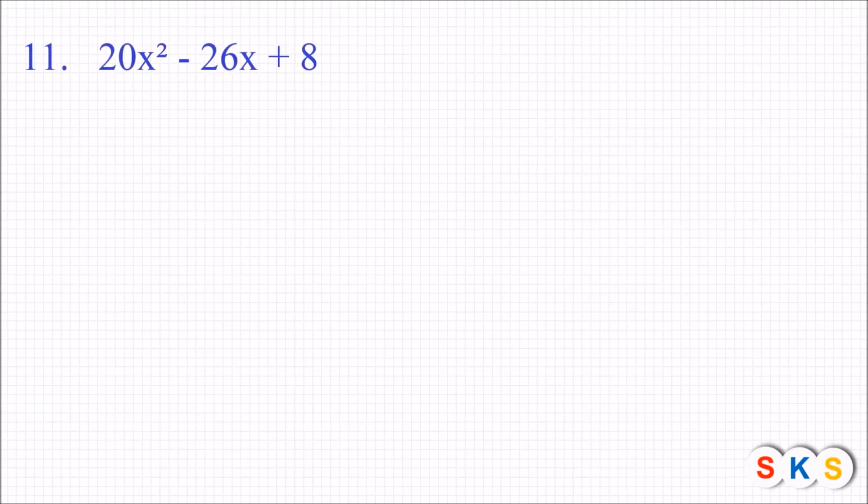Here we have question number 11. Okay, now here we will take common in all three terms. So what is common in all three terms? 2. You can see all the numbers, that is 20, 26 and 8, are divisible by 2. So the common is 2. Okay, if I take 2 as a common, in a bracket you will get 10x square minus 13x plus 4.